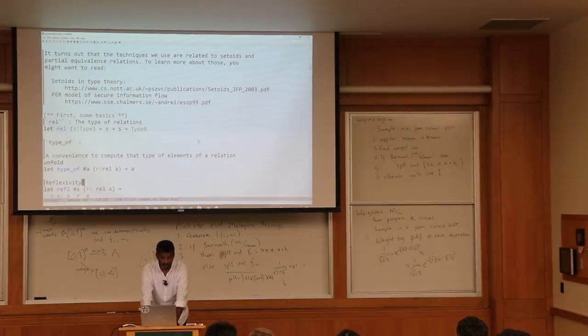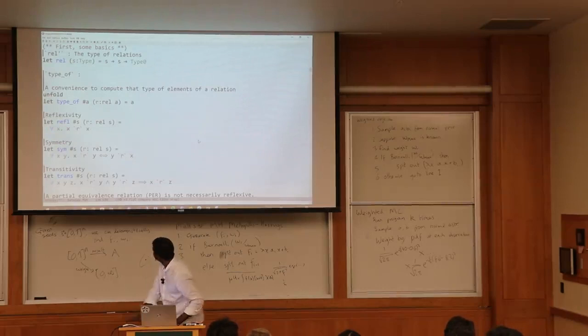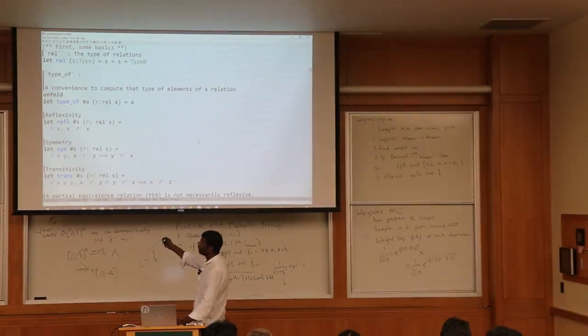I'm going to define what it means for relations to be reflexive, symmetric, and transitive in the kind of obvious way. Reflexive is x related to x, symmetric is x related to y implies y related to x, and transitive is x related to y, y related to z, implies x related to z.